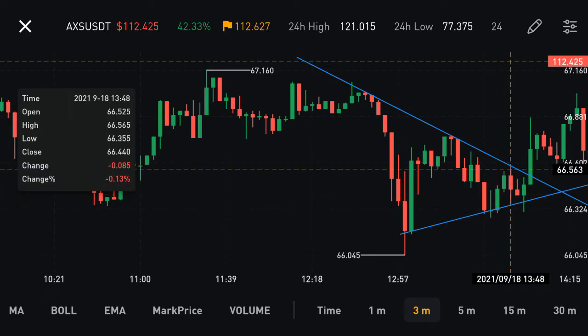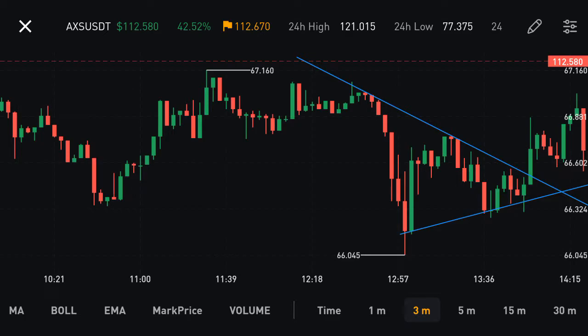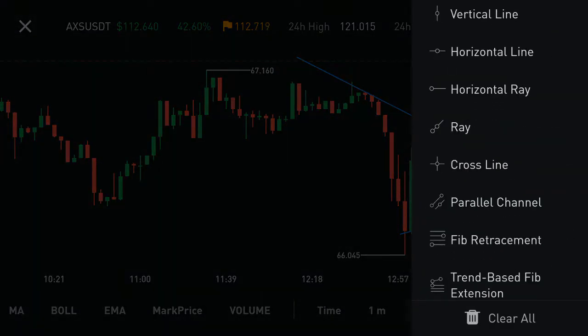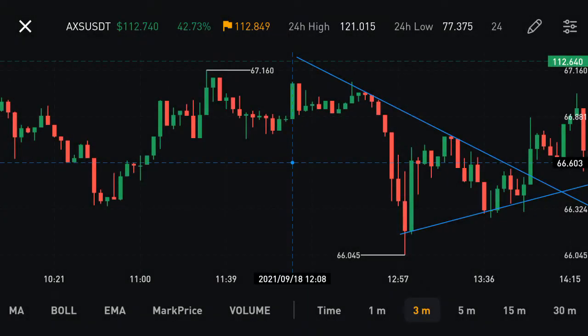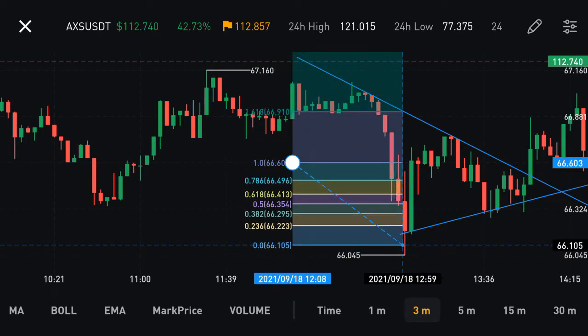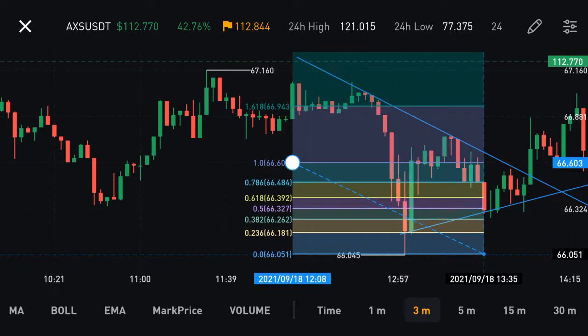Now another thing that you need to fundamentally know is how to set your stop loss. Your stop loss, as I stated, will be set by your Fibonacci retracement. All you have to do is to bring out your Fibonacci. Most of you might not know how to use this, but it's very simple.